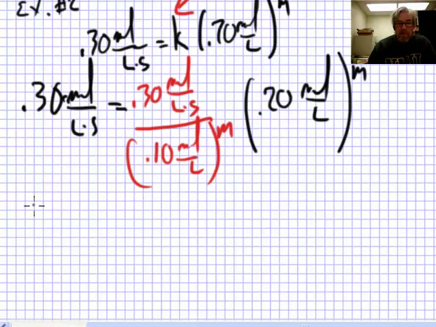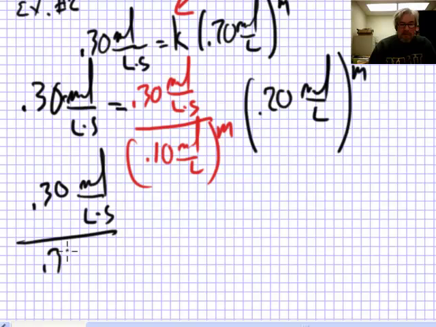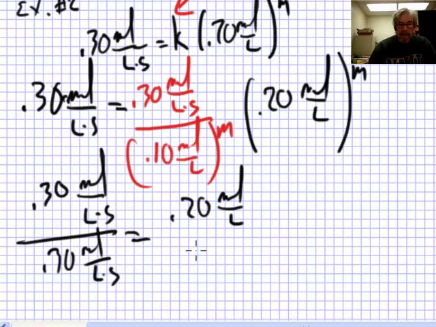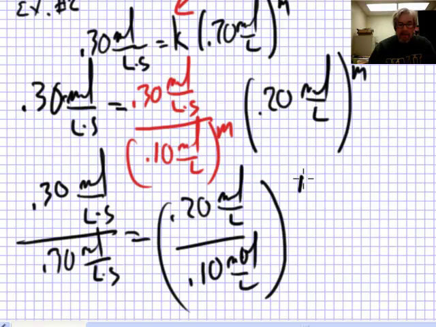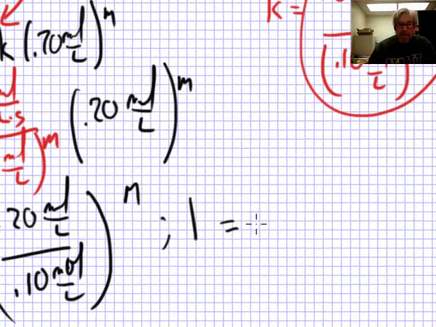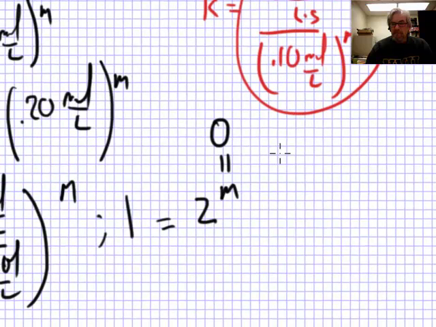So if I divide both sides by 0.30 moles per liter second, I end up with, on the right-hand side, 0.20 moles per liter divided by 0.10 moles per liter, both raised to the M power. 0.3 divided by 0.3 is 1, and 0.2 divided by 0.1 is 2. What number can I raise 2 to get 1? Well, anything raised to the 0 is 1, and so this is a reaction that doesn't depend at all on the concentration of A.